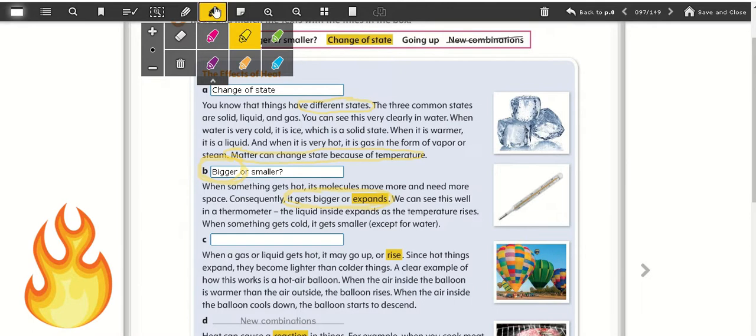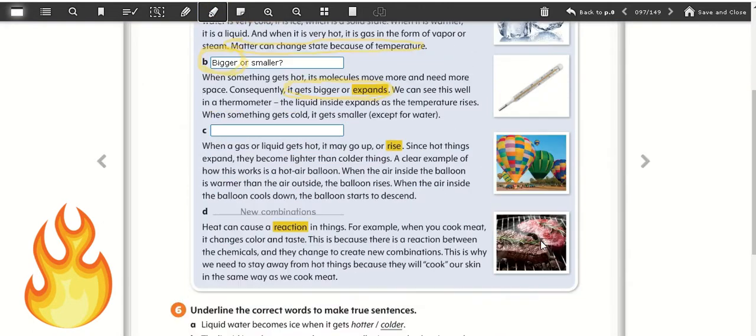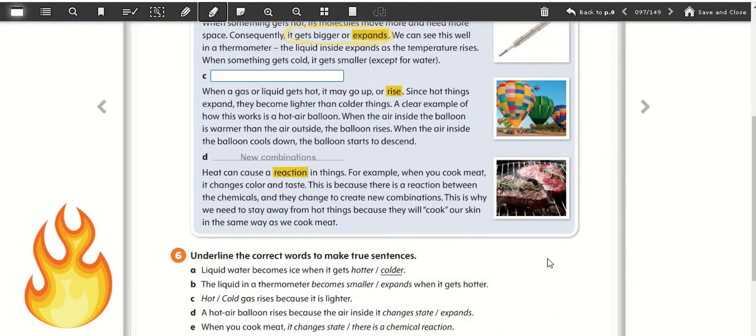Then we are going to go with letter C. Letter C says, when a gas or liquid gets hot, it may go up or rise. Rise significa ir hacia arriba, levantarse.